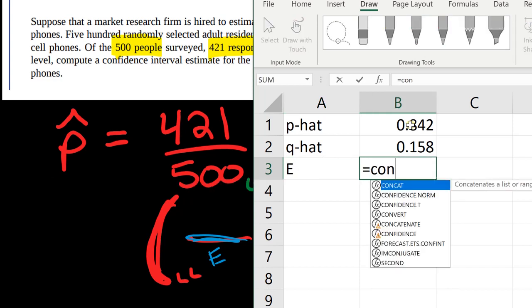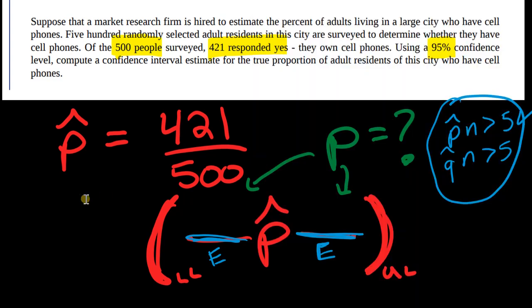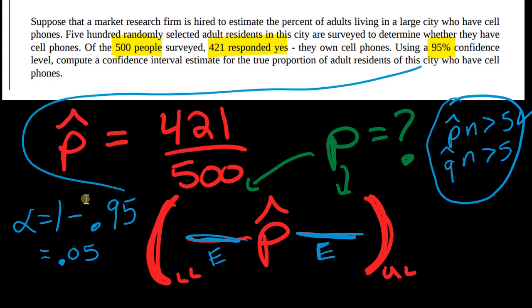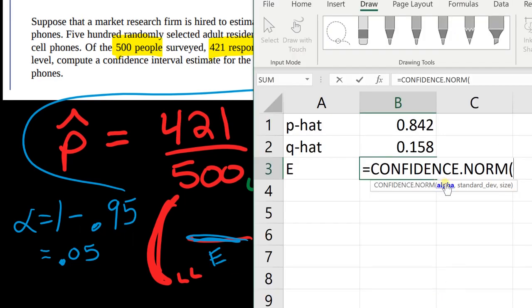I'm going to use CONFIDENCE.NORM. Like I said, I'm using the normal distribution. So what is alpha? Alpha is always 1 minus your confidence level. Our confidence level is 0.95. So 1 minus 0.95 is 0.05. We got that from 95% confident. So alpha is 1 minus 0.95, which is 0.05. So the first thing I'm going to type in is 0.05.